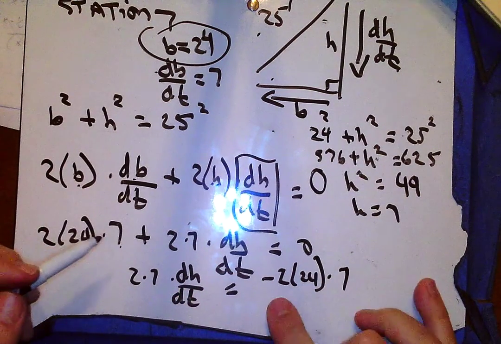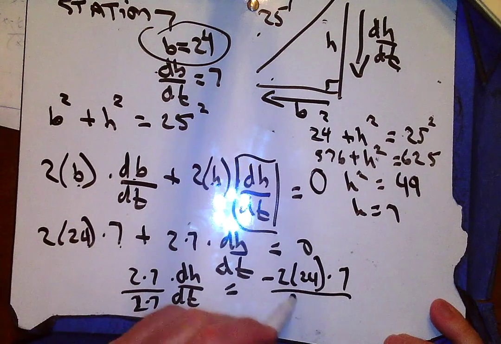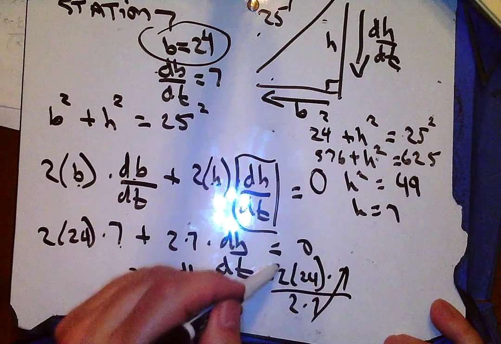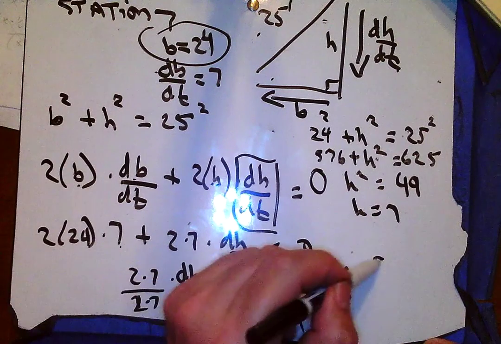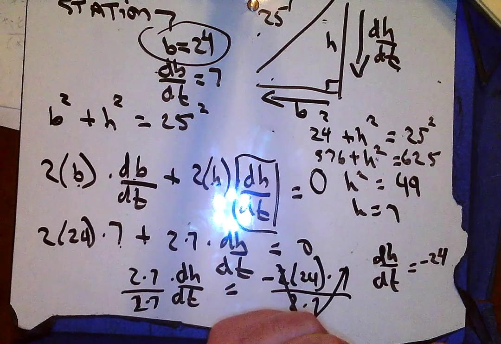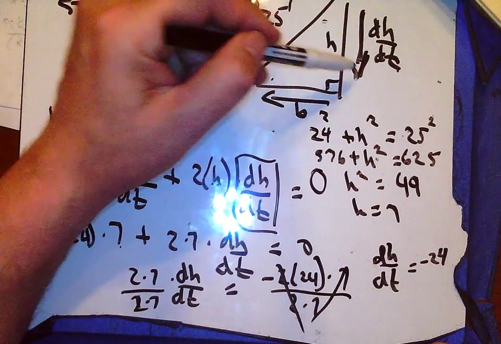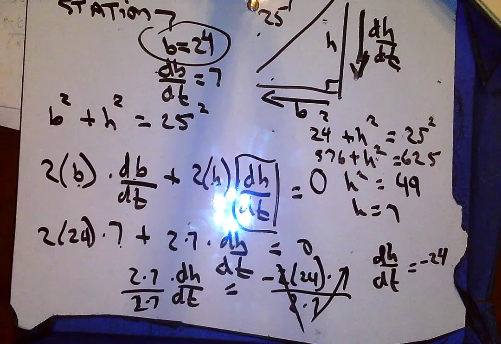And you may say, well, Mr. Kukla, why didn't you multiply? Well, because the next thing I'm going to do is divide by 2 times 7. And then those will cancel, and those will cancel. And I get that dH/dt is negative 24. And it makes sense to me that dH/dt is negative because I'm headed toward that intersection.